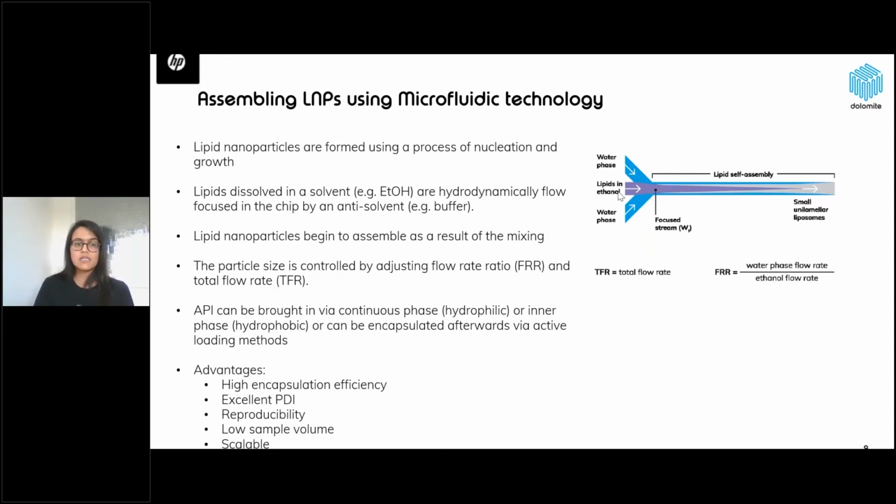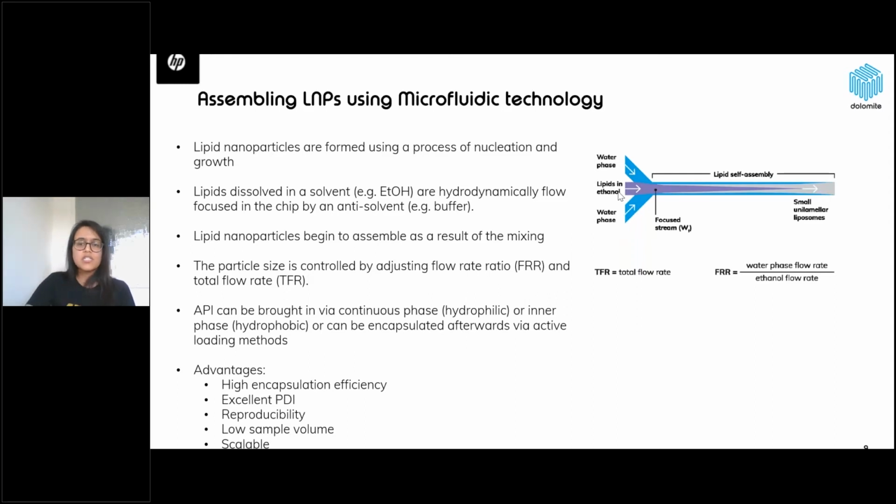So the API, as I mentioned, can be brought in by the continuous phase, which is a hydrophilic water phase, or it can also be introduced in the organic phase, especially if your API is hydrophobic. And this can be encapsulated actively, or it can be encapsulated passively downstream as well.